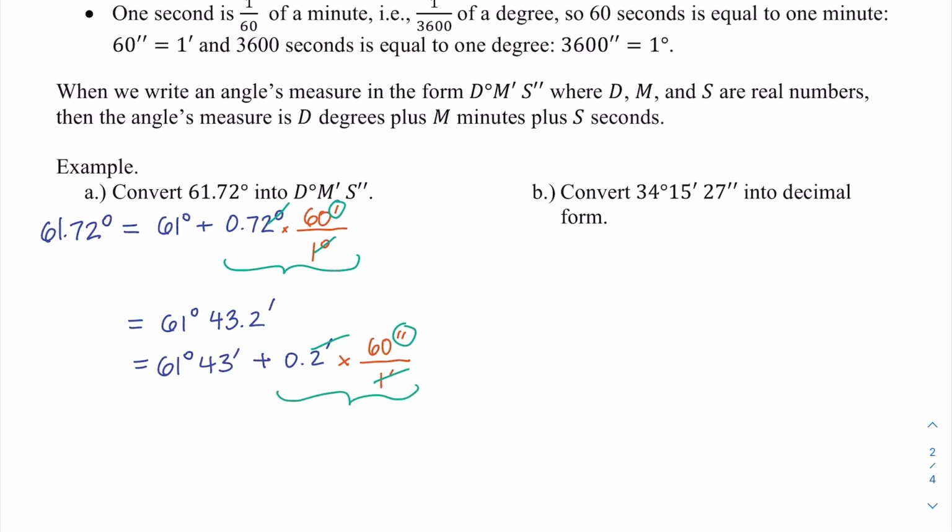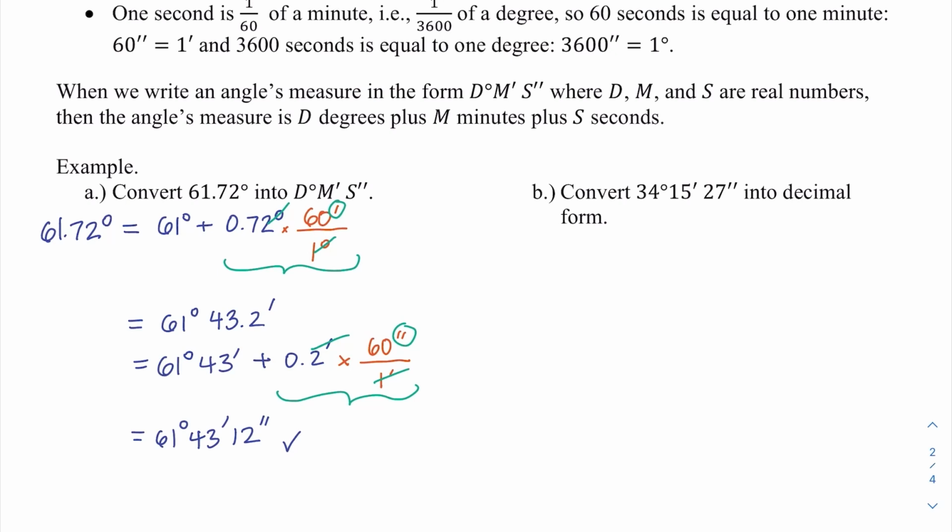And then I want 0.2 times 60. So that's going to give me 61 degrees, 43 minutes, and then 0.2 times 60 is just 12. So I'm left with 12 seconds. And now I am in my degrees, minutes, and seconds form. So I'm done with that problem. For part B, we're going the other way. We're starting with degrees, minutes, and seconds, and I want to put that into decimal form.